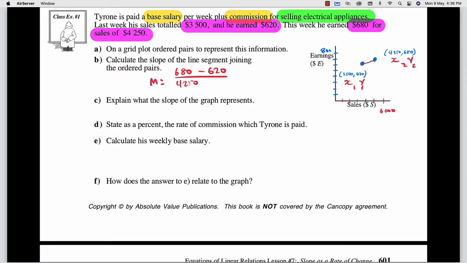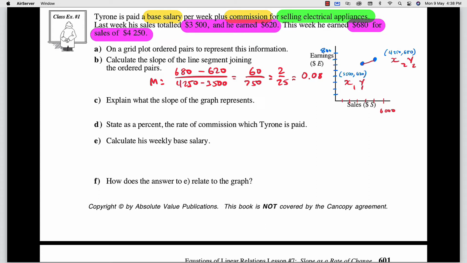4,250 minus 3,500. And if we do the math here, I got 60 up top, and on the bottom I have 750. I can reduce that fraction down to 2 over 25, and it can also equal a decimal value of 0.08.